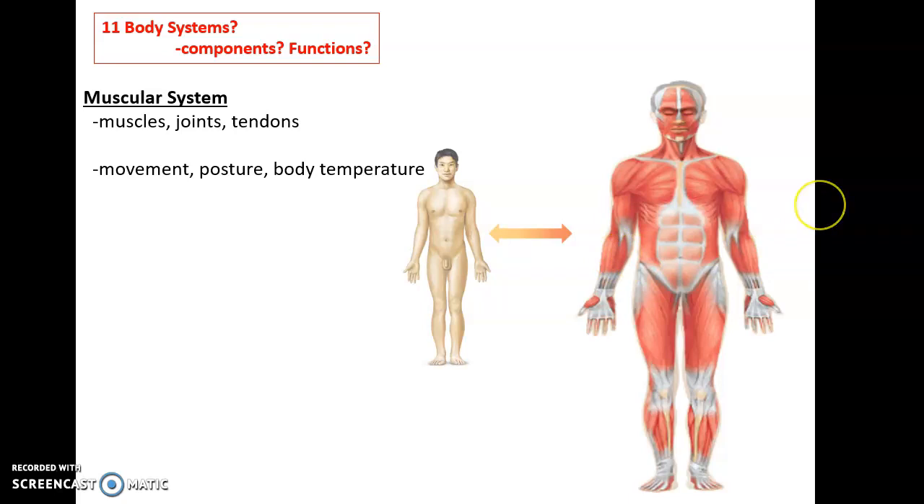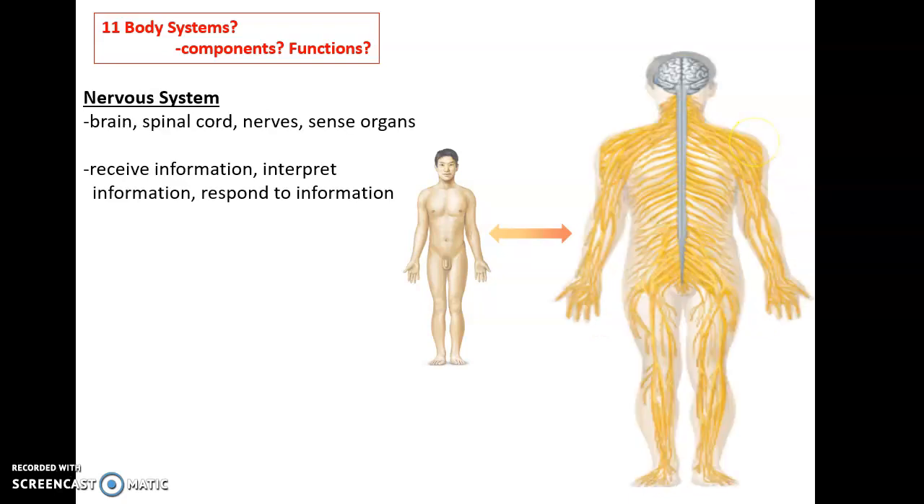The muscular system allows for movement and posture. Our posture is maintained by contractions of muscles, and also body temperature. Muscles contract, and those contractions generate heat.